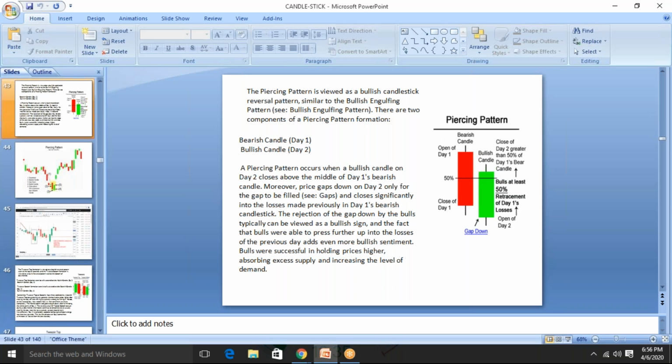The logic behind piercing pattern is that it is able to close 50%, which is an important retracement level. Okay, 50% is always important in our day-to-day market. That's why the 50% terminology is used. 50% is always a good retracement level. This is the psychology part.